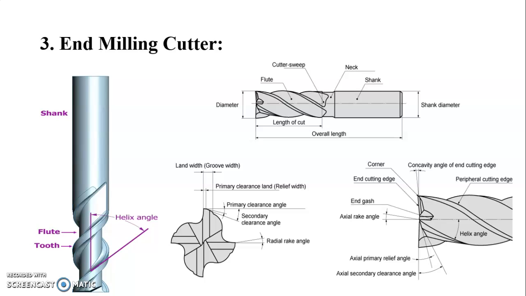End mills are used for cutting slots, pockets, small holes, keyways, and light milling operations. These cutters have teeth on their end as well as on the periphery, as shown in the figure.